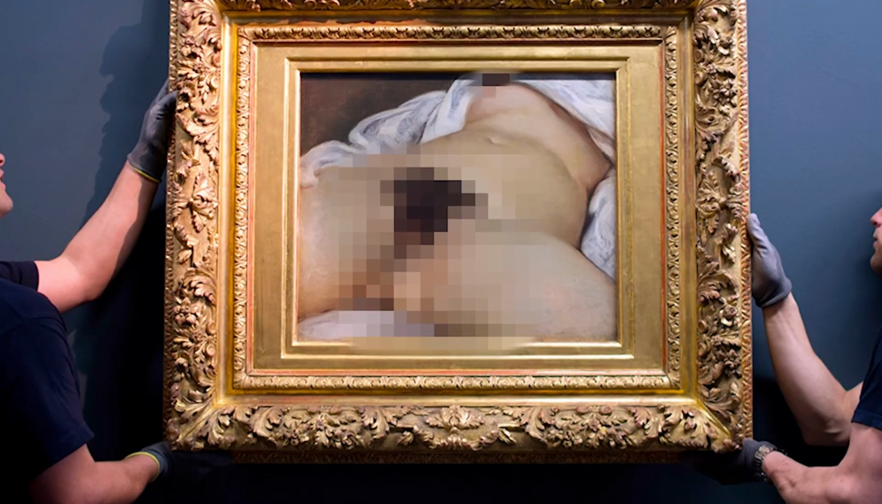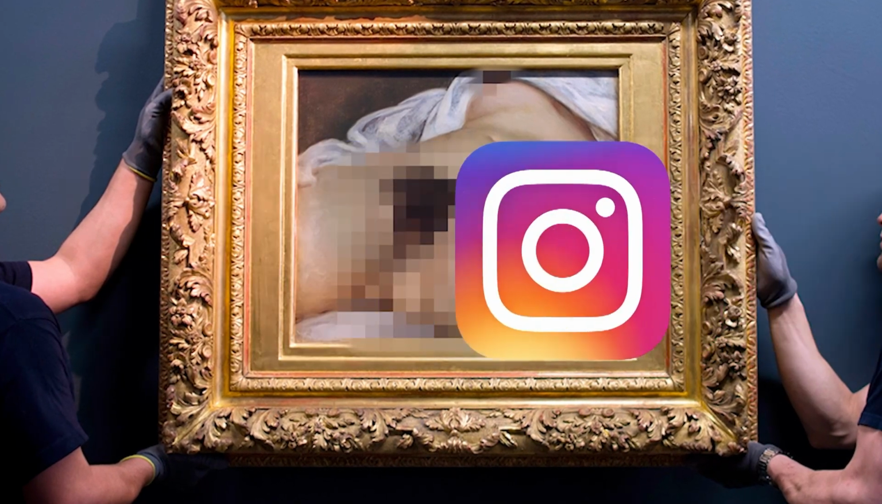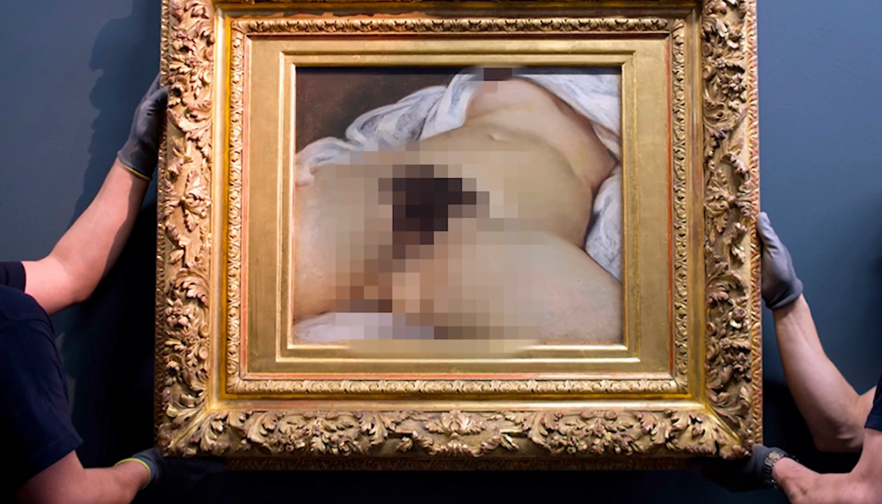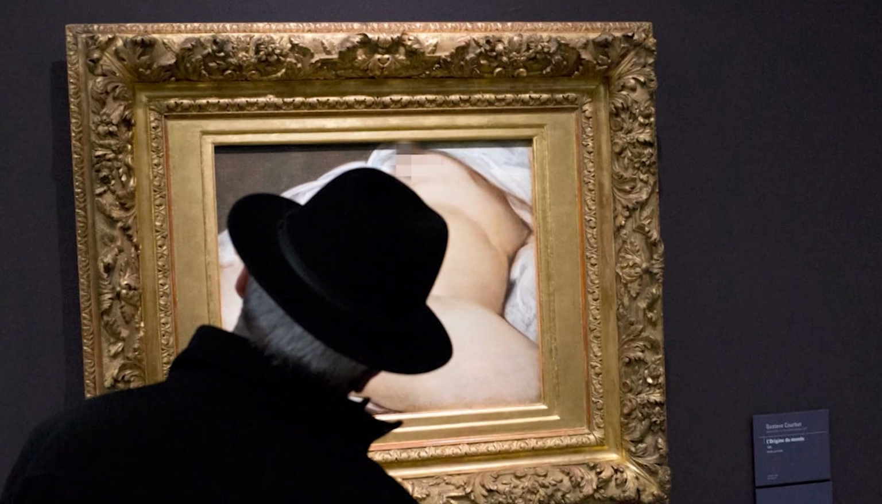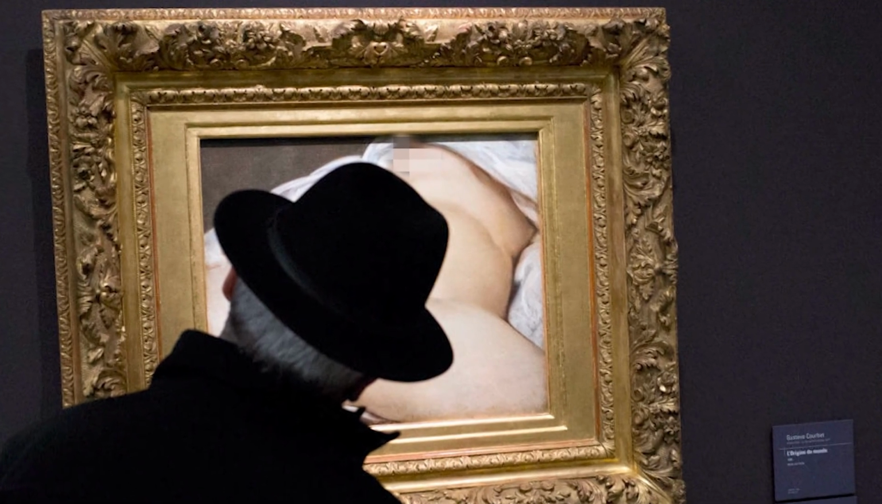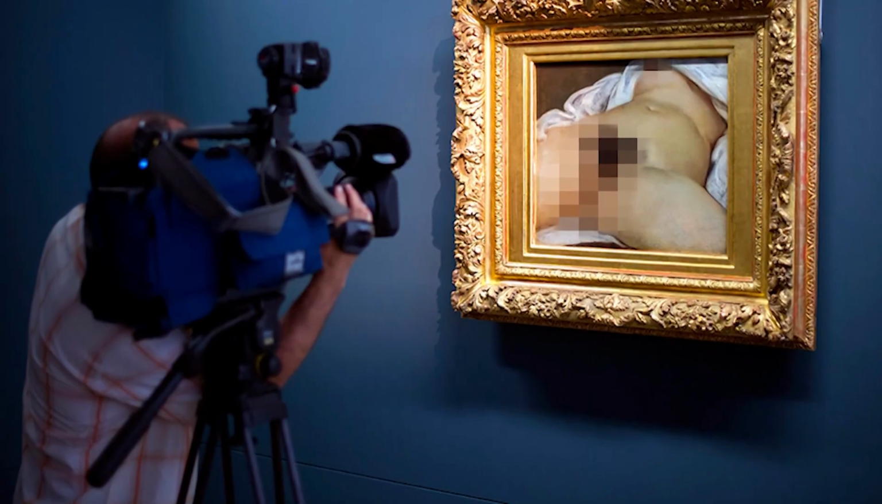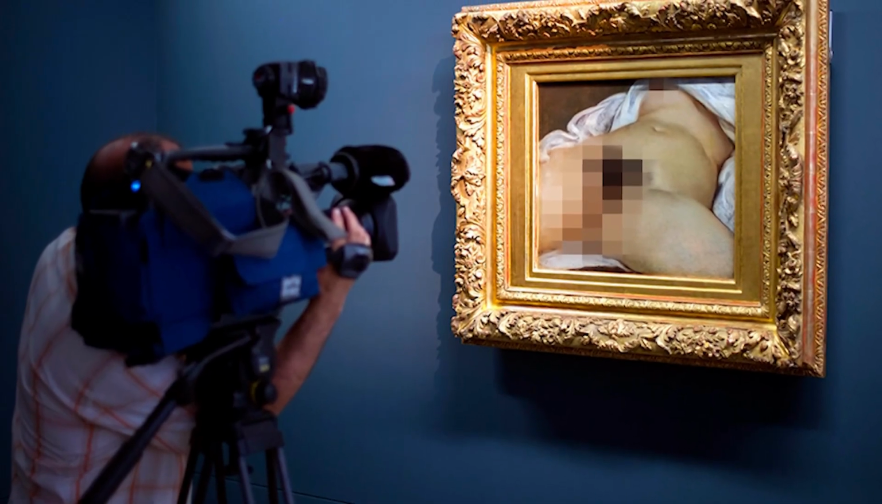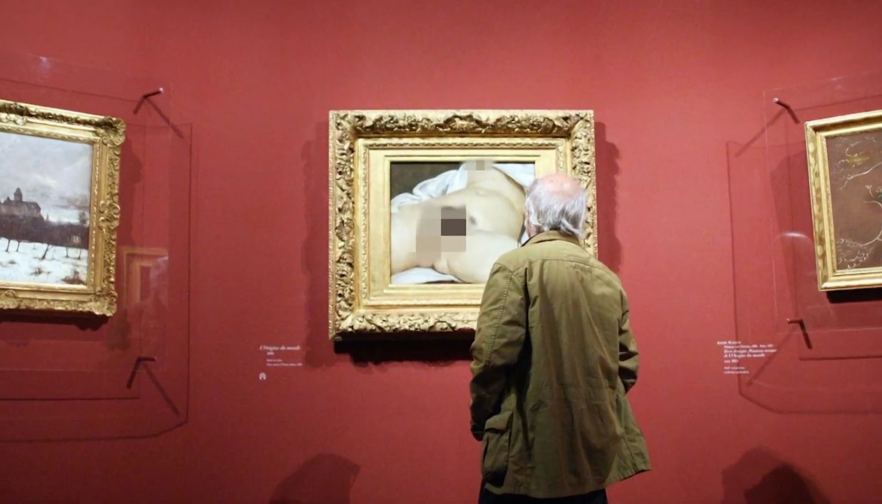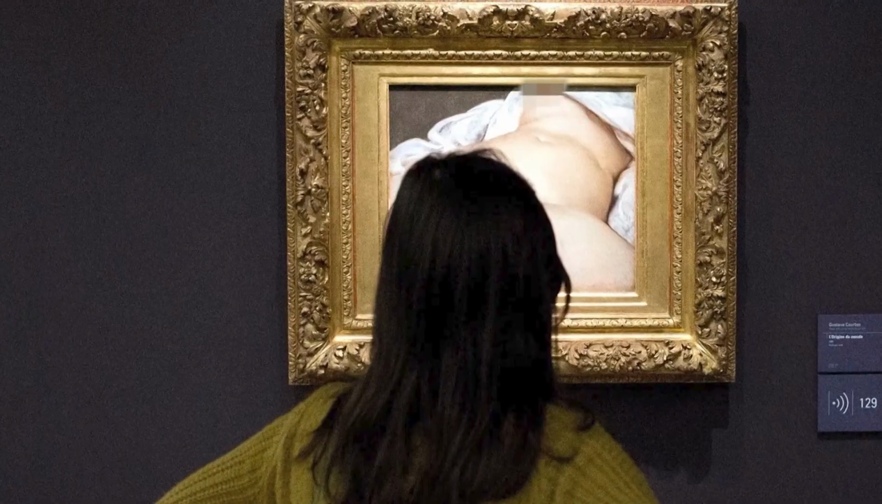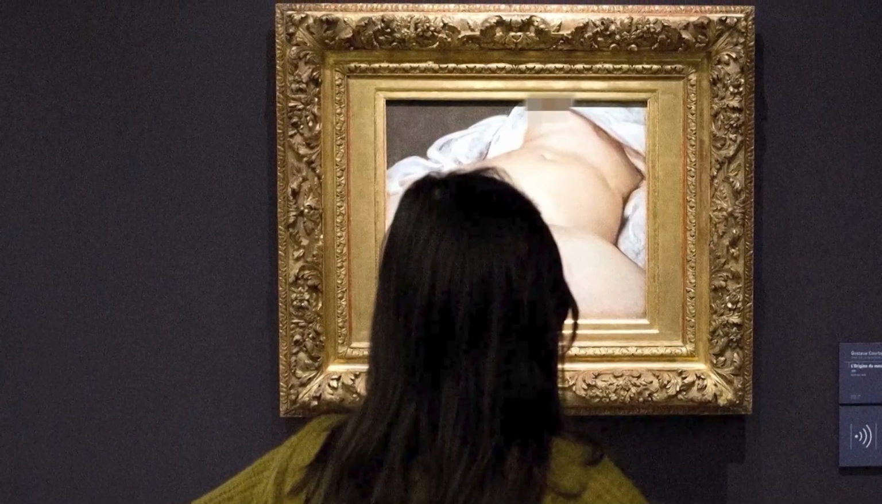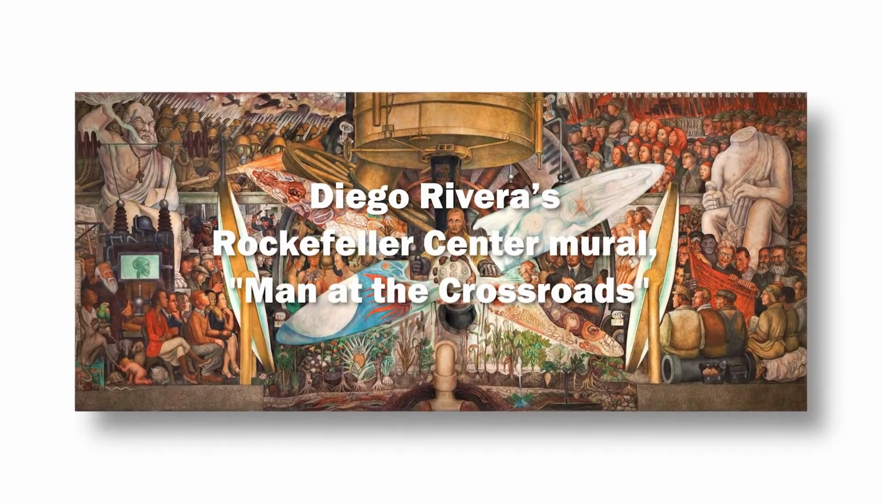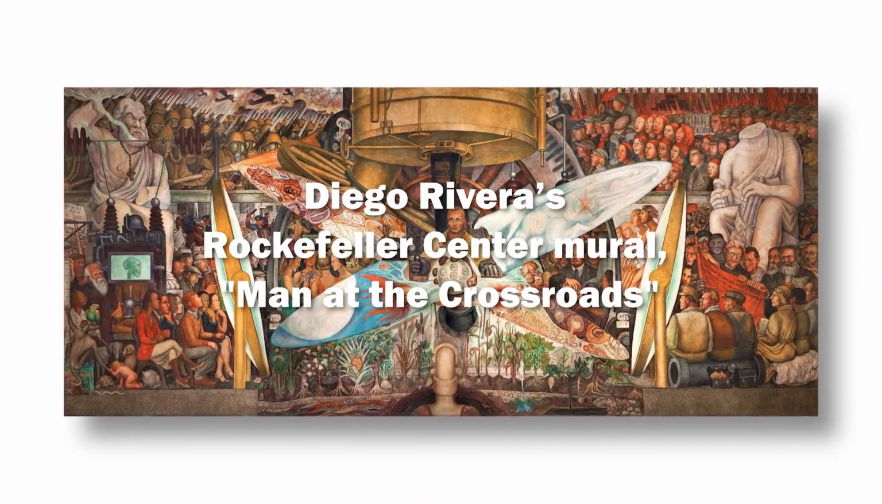Even today, social media platforms like Facebook and Instagram censor images of it. Courbet's work challenges societal taboos around the human body and reminds us that art can normalize the parts of life we often shy away from discussing. By confronting viewers so directly, L'origine du monde forces us to consider how we perceive nudity and why we attach shame to it. Next up, Diego Rivera's Rockefeller Center mural, Man at the Crossroads.